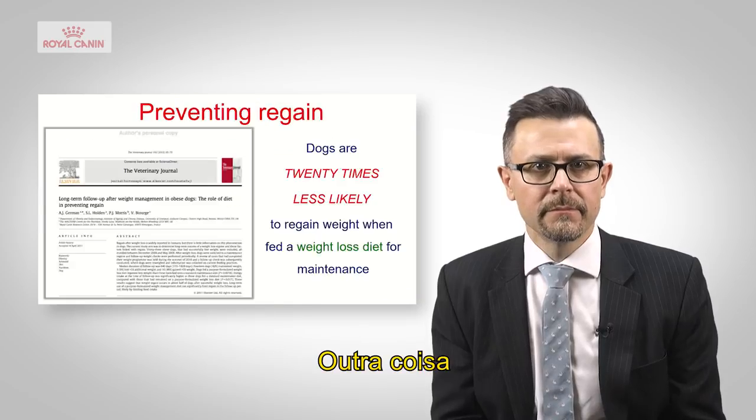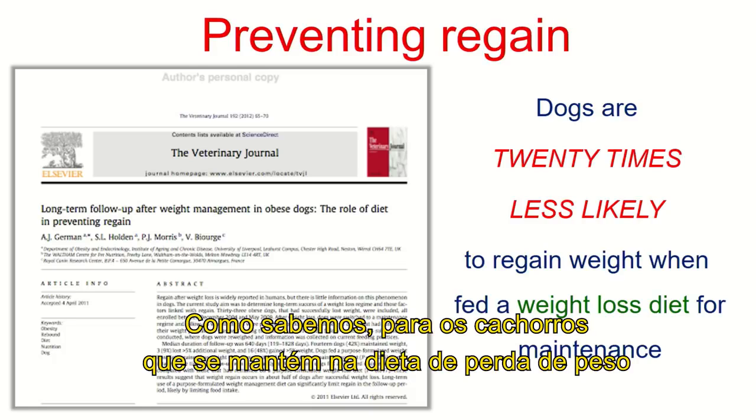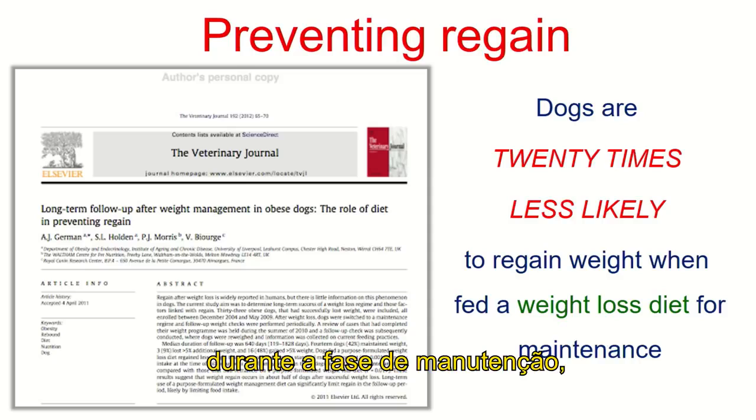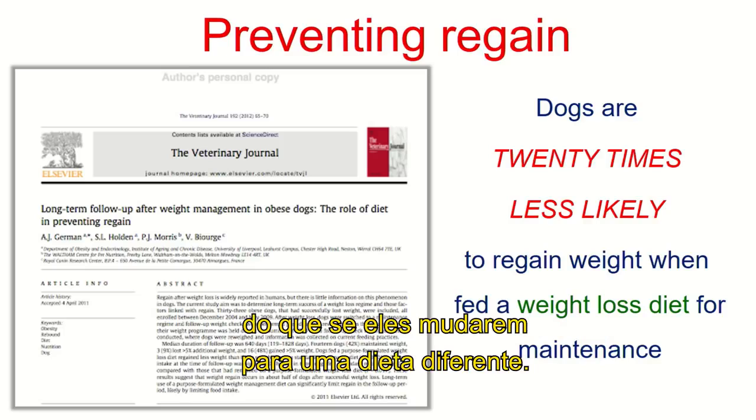Another thing is to actually try to encourage owners to stay on the same diet, because we know that dogs that remain on the weight loss diet during their maintenance phase are 20 times less likely to regain than if they actually change to a different type of diet.